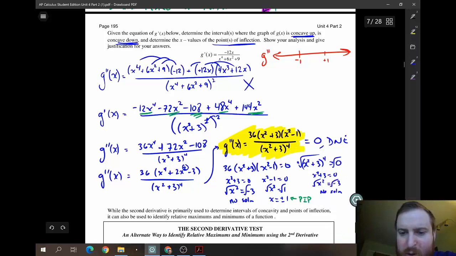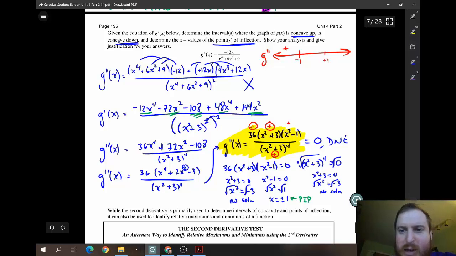If I plug in negative 2, when we square negative 2, it's going to become positive, and then when we add 3, this part's always going to be positive no matter what. Same thing with this denominator. x squared is positive, plus 3 is positive, and to the fourth power, this part's always going to be positive no matter what. 36 is obviously always positive. So really the only place where we have to think is this guy right here. If I take negative 2 and square it, I get 4, and 4 minus 1 is positive. So everything's positive. I'm going to put a plus there.